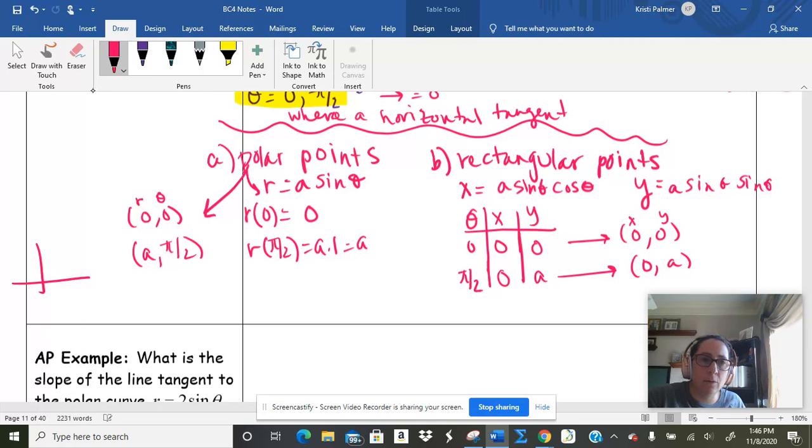So on here, think about it. We're facing pi over 2, and we go out to a. So that's where this point would be. Here, I just want to say I go 0 on the x and up to a on the y. And you see how that's the exact same point. It's just written a little bit differently in terms of x and y, or in terms of r and theta.